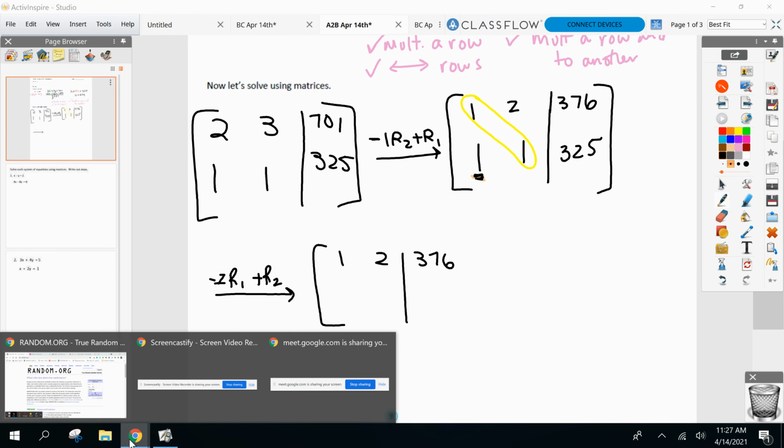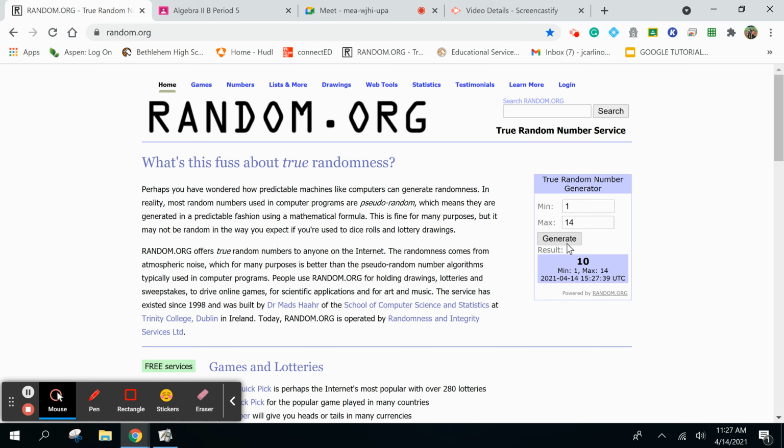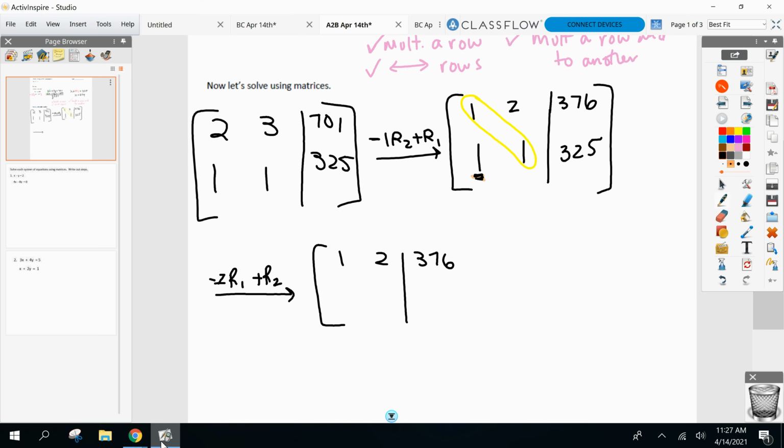All right, ready? What's my new row 2 now? Caroline, what's my new row 2? 0, -1, -51. Negative 51. I did that kind of fast. No, it's correct. It's correct. Okay. Thank you, Caroline.